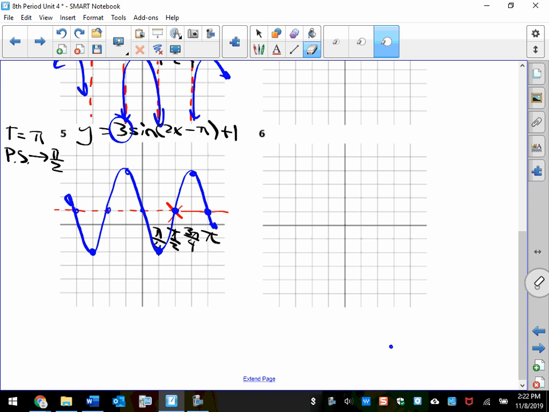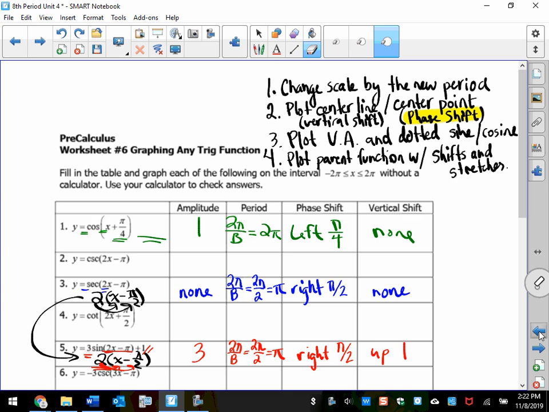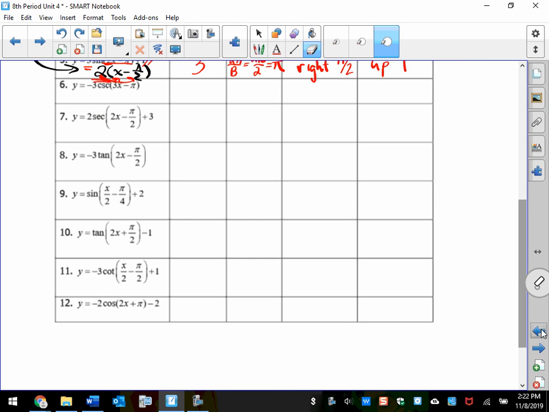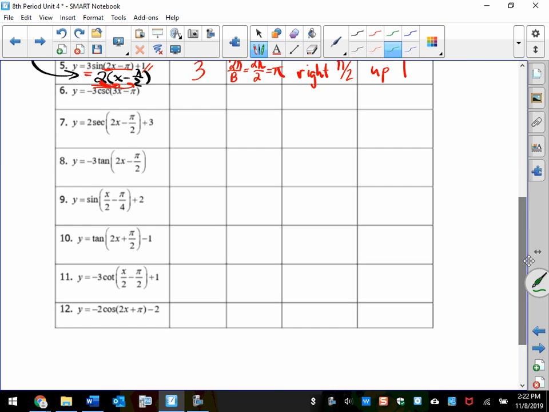So let's go back to number, what are we up to? Number 7 now. We're going to do the odds. So number 7 is 2 secant. Secant has no amplitude, so we'll say none. And its period is 2 pi over 2 again, so that's pi.